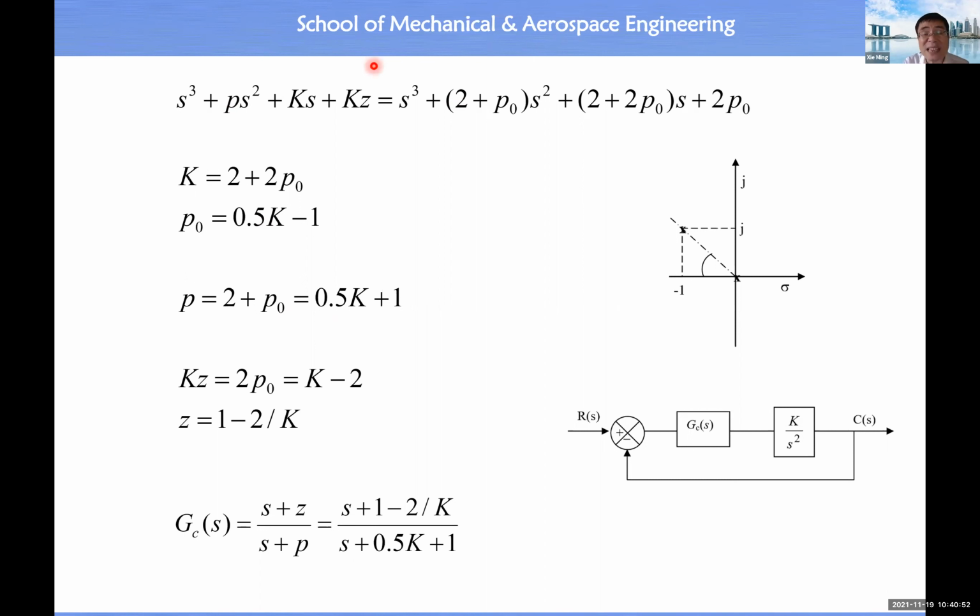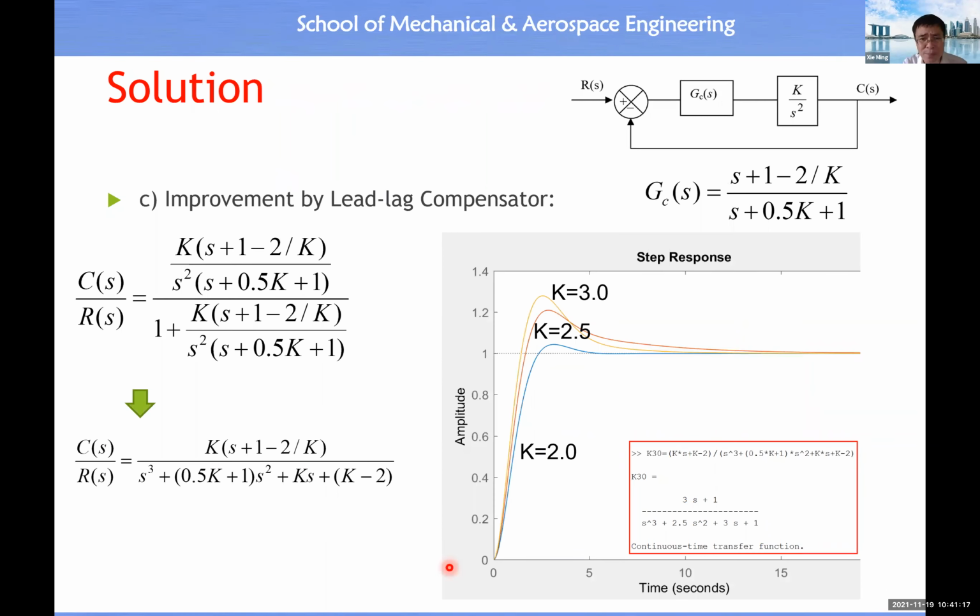Then what should Z be? KZ equals this one, P0 equals this one, then 2 times this one equals this. Divide both sides by K, and you know Z. Once you know P and Z, you know the lag compensator. Substitute the value of Z and the value of P into this transfer function, and you get this result. Done already. Then you can use MATLAB to do simulation.